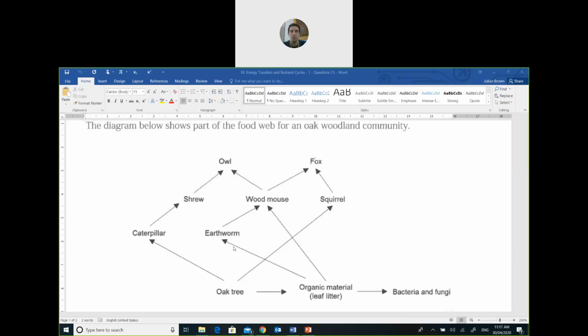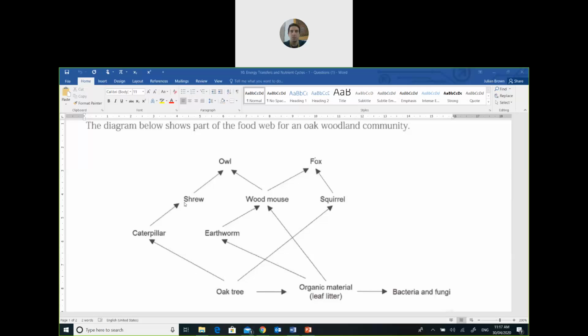So the caterpillar and the squirrel feed off the oak trees, so they would be primary consumers. The earthworm and the wood mouse feed off the organic material or the leaf litter, so they would also be primary consumers. And you can see that the energy is transferring from the oak tree to the caterpillar, and that's why the direction of that arrow is towards the caterpillar.